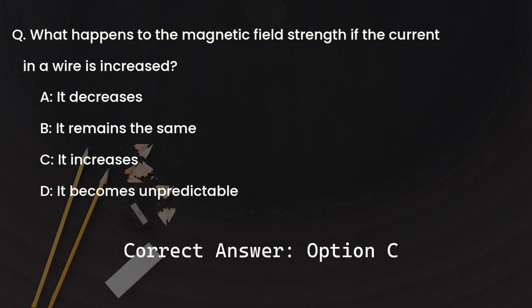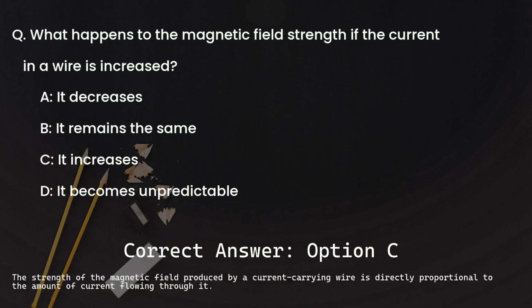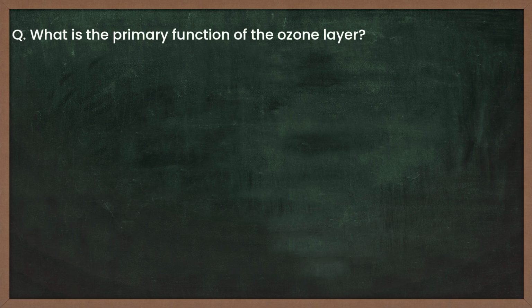The correct answer is option C, which is it increases. The strength of the magnetic field produced by a current-carrying wire is directly proportional to the amount of current flowing through it. Question: what is the primary function of the ozone layer?